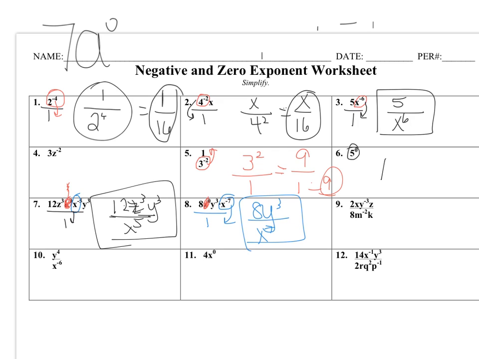Let's look at number 9. What's the first thing you notice about number 9? Well, I have a negative exponent on y and a negative exponent on m. So y is being shifted down and m is being shifted up. So I'm going to have 2xz m squared all over 8ky cubed.